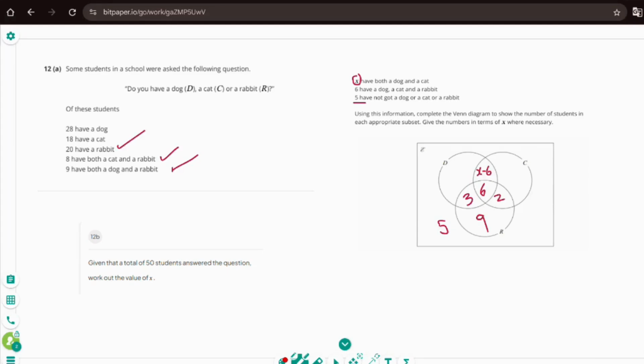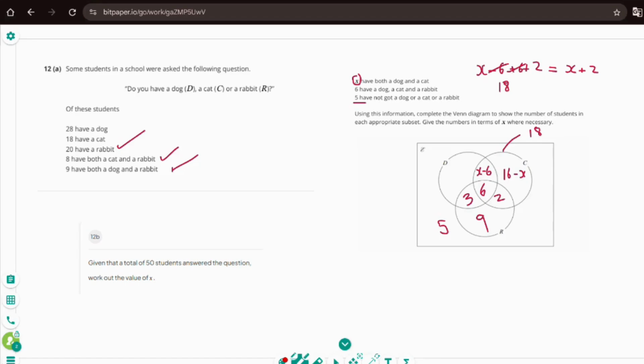I'd be careful with this, right? 18 have a cat. This whole circle's got to equal 18. What does it equal at the moment? X minus 6 plus 6 plus 2, which is just x plus 2, isn't it? It simplifies to x plus 2 because minus 6 plus 6 is 0. So what's 18? Take away x, take away 2, which is 16, take away x.